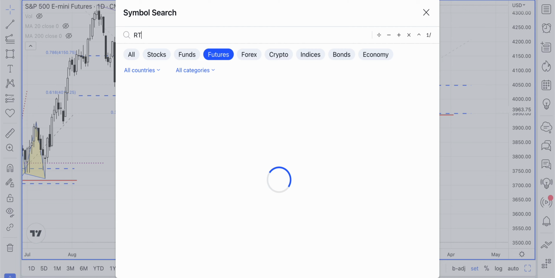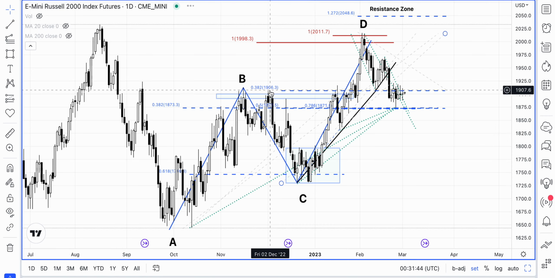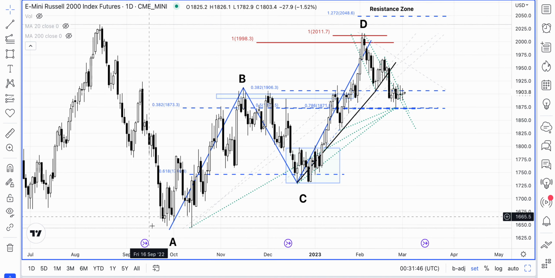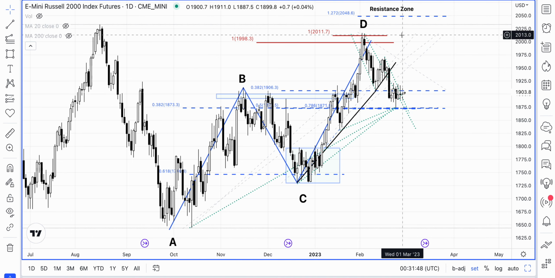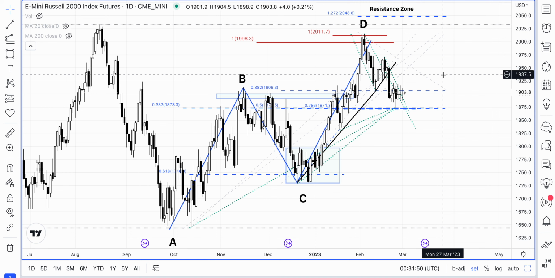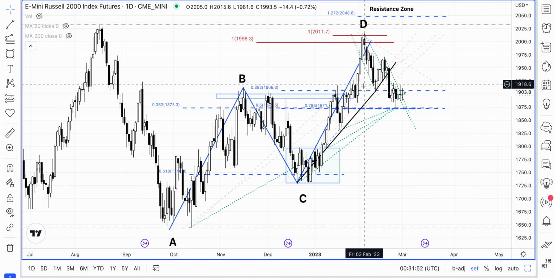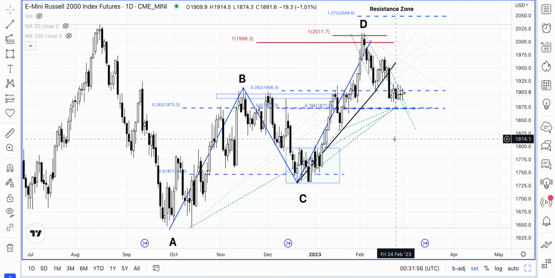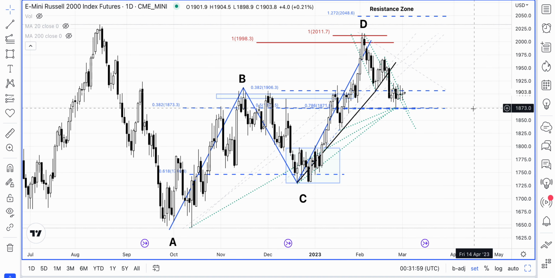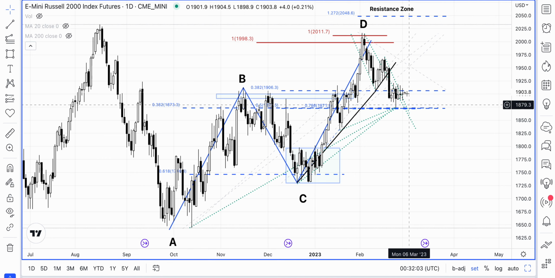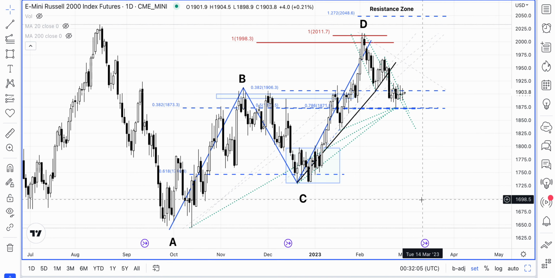So let's also take a look at the Russell 2000 here. Russell 2000 completed a bigger ABCD pattern, the 1-to-1 projection, which we like to call ABCD, around the 2nd of February 2023, the beginning of the last month. And the key support level for us has been 1873, and the price just seems to be consolidating here.